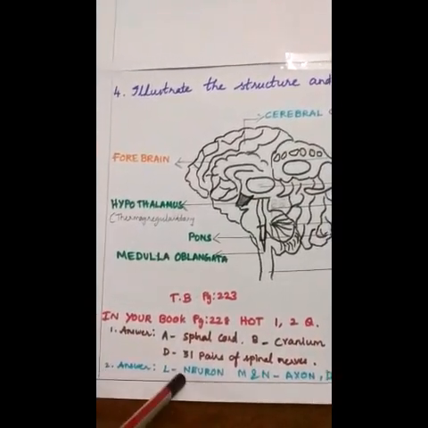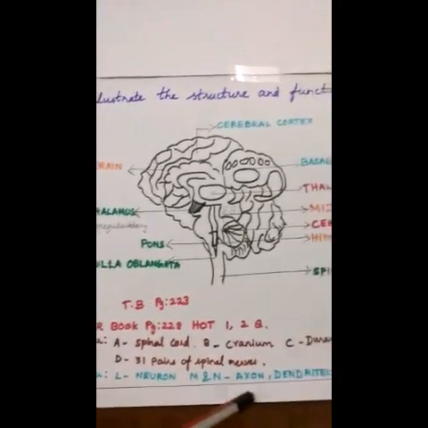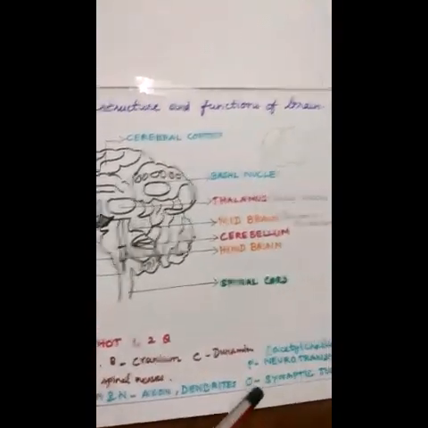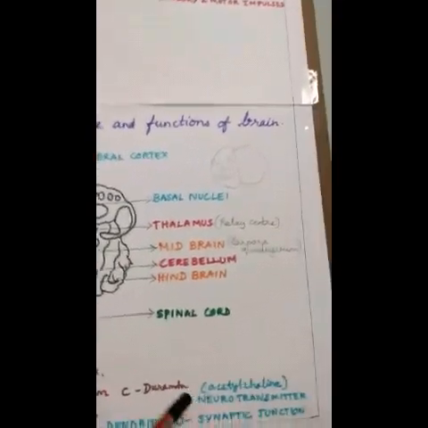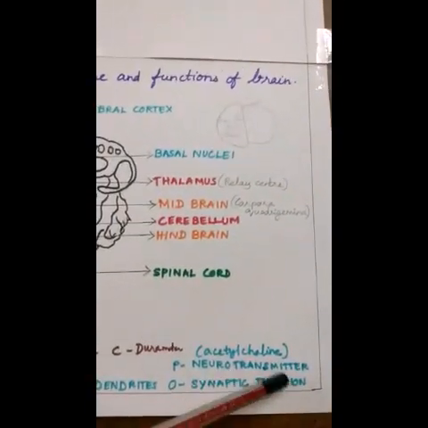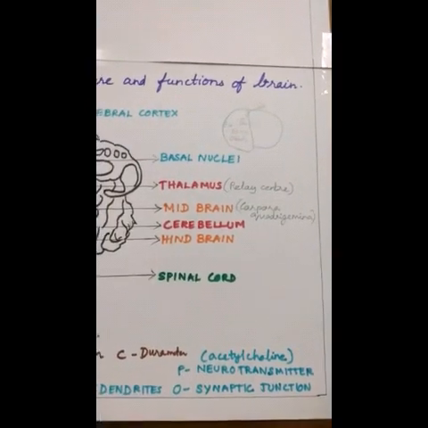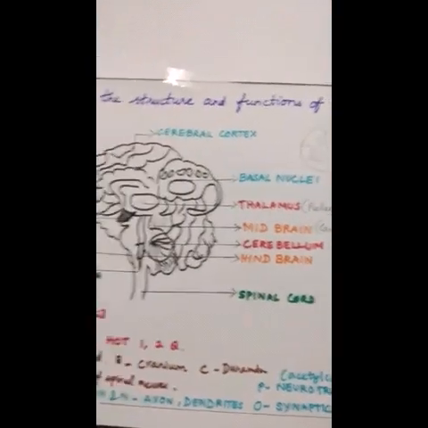Then the second question: L is neuron, M and N are axon and dendrites. Then O is synaptic junction, P, the answer is neurotransmitter. Easily you can get marks. So study well.